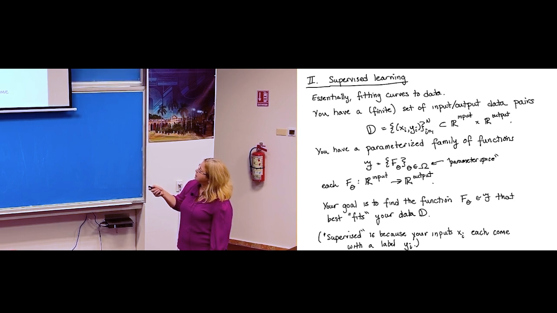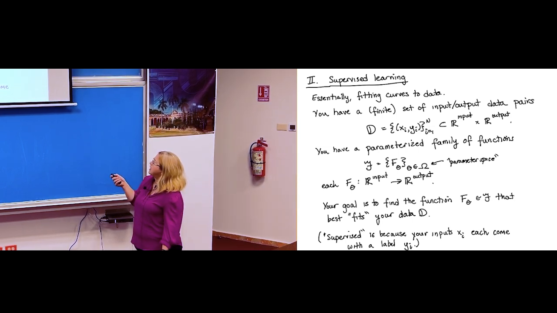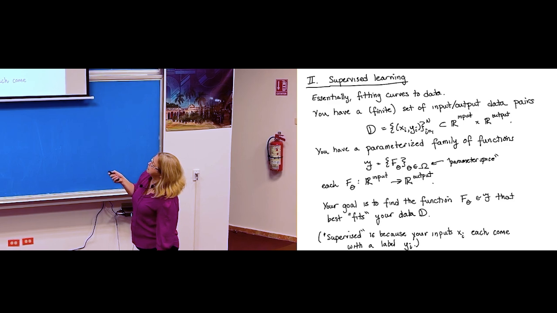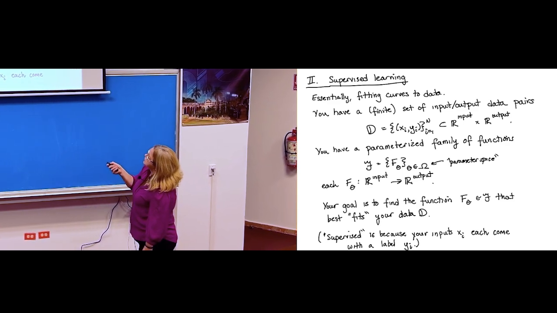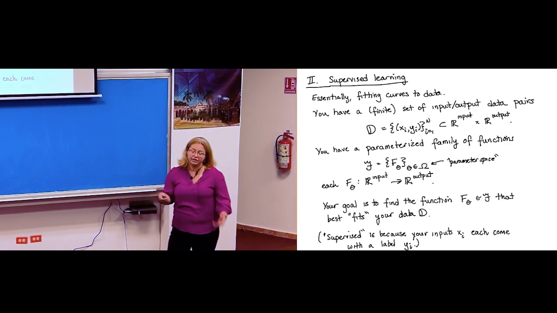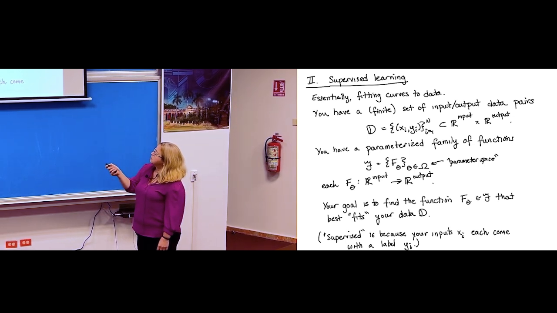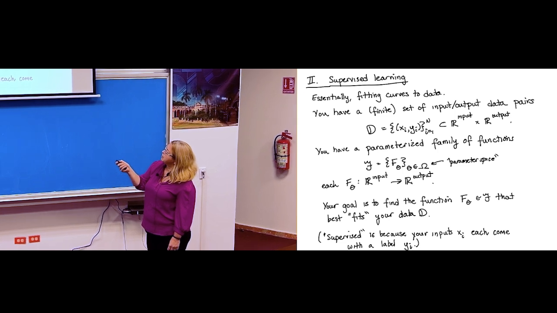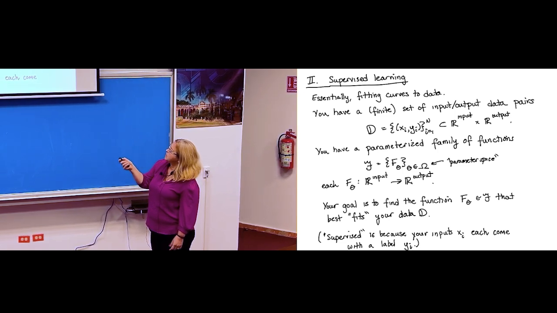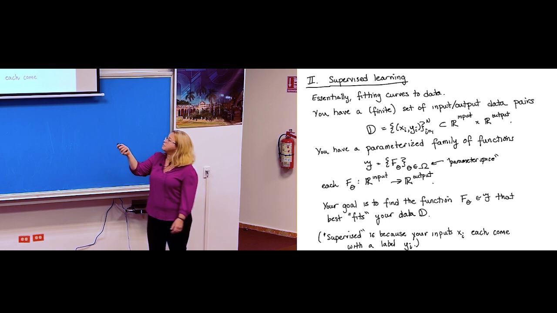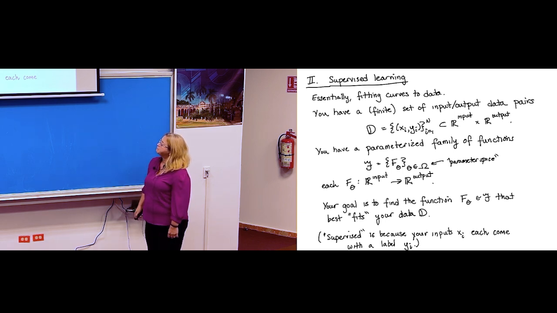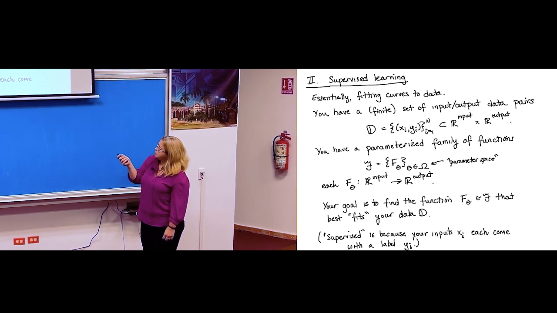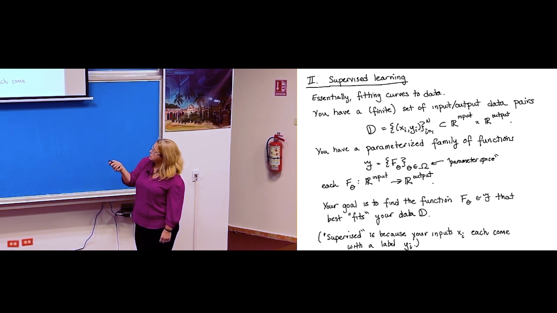So next, you have a class of functions, and it is a parameterized class of functions. So I'm going to use script F to denote the class of functions. So these are functions that I'm going to denote by F sub theta. Theta is my parameter, and it lives in some parameter space. I'm going to use omega for the parameter space. So each parameter, theta, gives you one of these functions that goes from whatever your input space is to whatever your output space is.